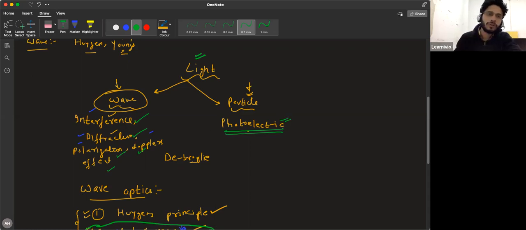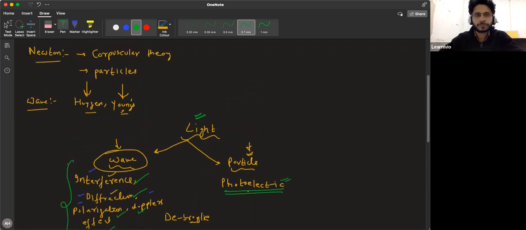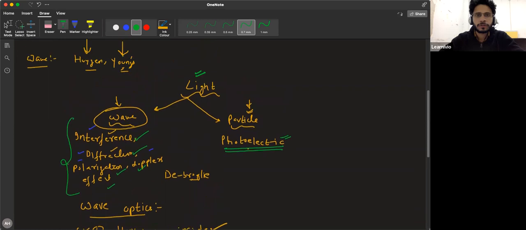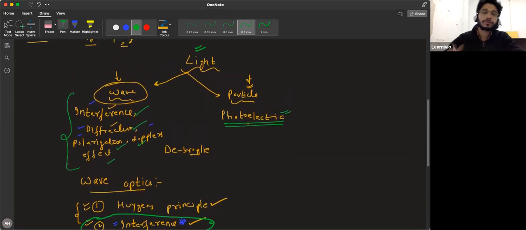When we study the wave characteristics, we have wave optics. Sir, can you repeat? Yes. See, light shows both wave as well as particle characteristics. Experimental results like interference, diffraction, polarization, Doppler's effect show the wave characteristics of light, and the photoelectric effect shows the particle characteristics of light.